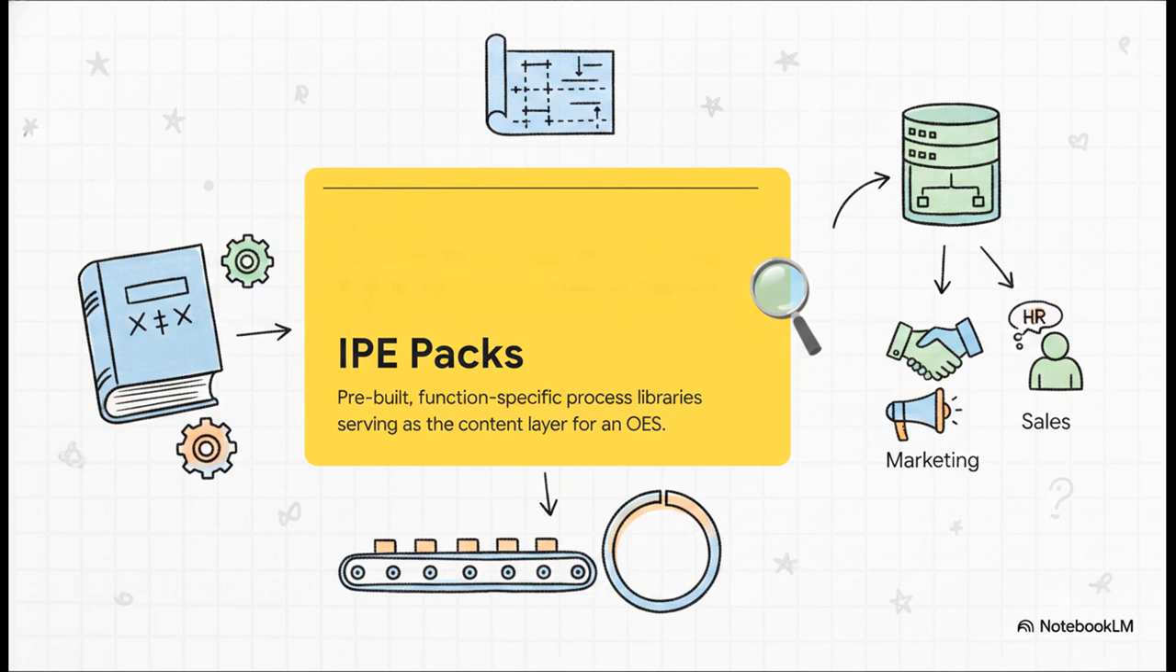Look, an OES is really only as useful as the process content you load into it. That's why this framework relies on what are called IP Packs. You can think of these as pre-built, function-specific libraries of process intelligence. Much in the same way a routing library populates a factory system, these IP Packs serve as the ready-to-deploy content layer to instantly power up your marketing, sales, or HR OES.